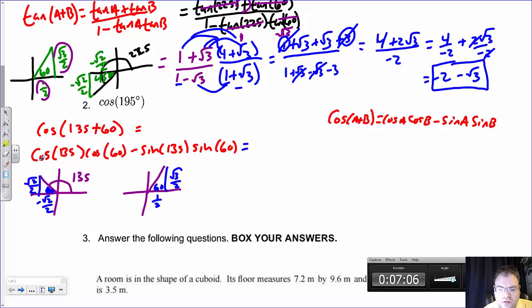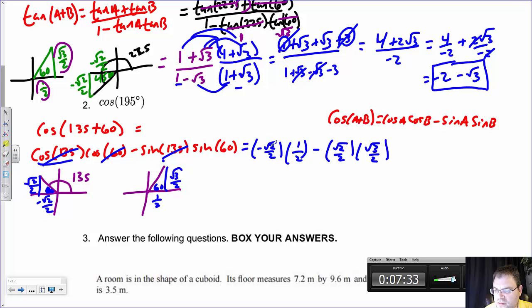So I figure out what is cosine of 135? It's this right here. It's negative root 2 over 2. The cosine of 60 is right here. It's a half. Minus the sine of 135, which is this right here, positive root 2 over 2. Times the sine of 60, which is root 3 over 2.